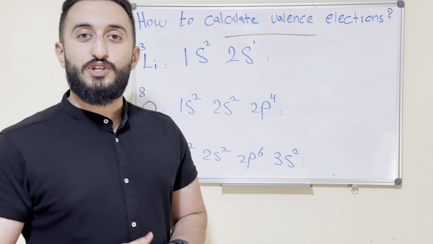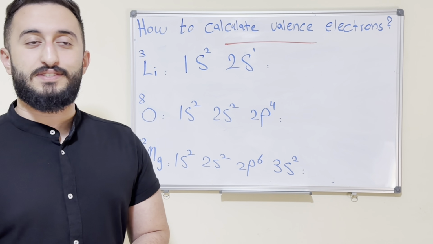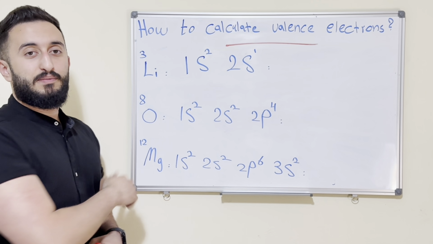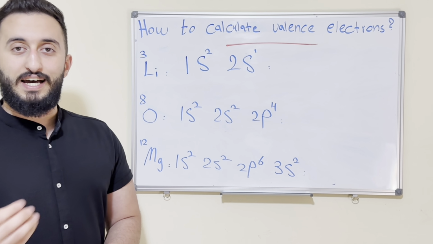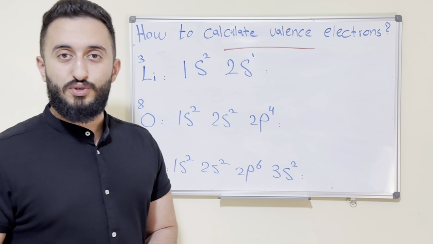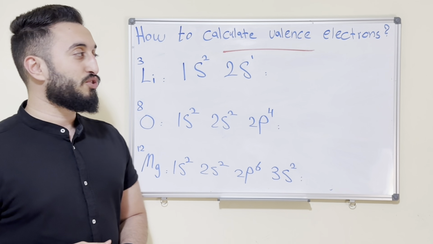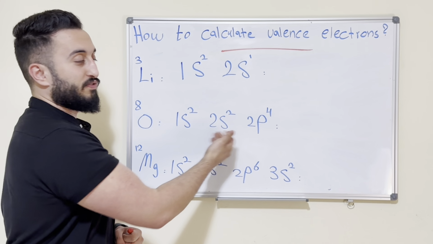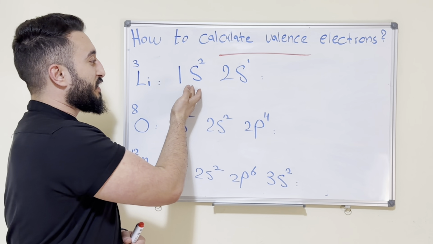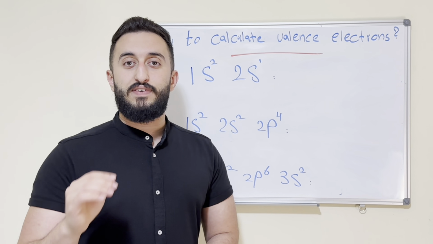In this video we are going to learn how we can calculate the valence electrons of any element. So we have three elements here: lithium, oxygen and magnesium. In this video we are going to learn how to calculate the valence electrons. As we learned in the previous video, how to write down the electron configuration. This is the electron configuration of lithium 3. How to calculate the valence electrons?